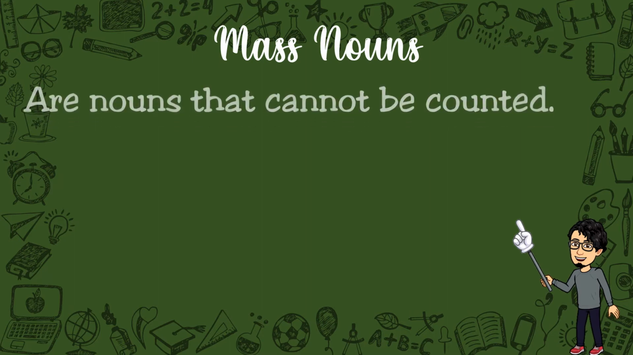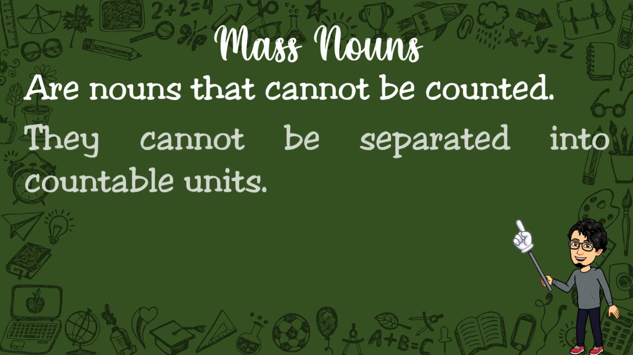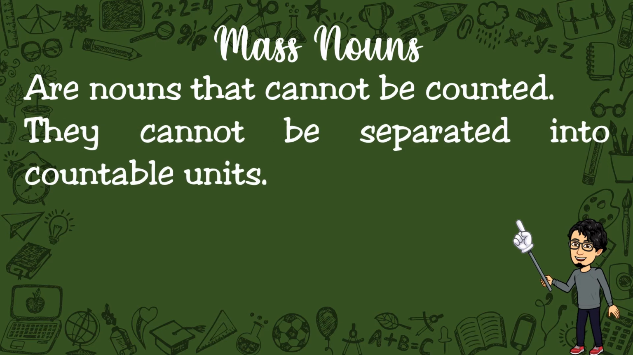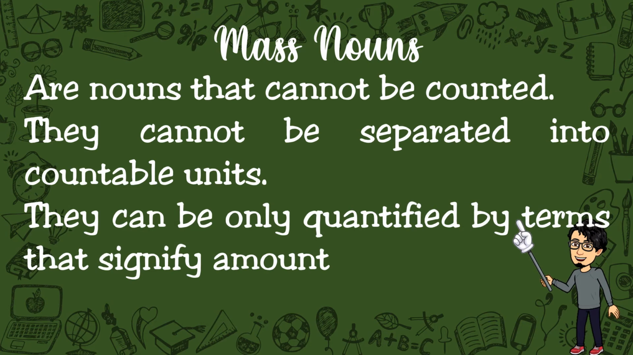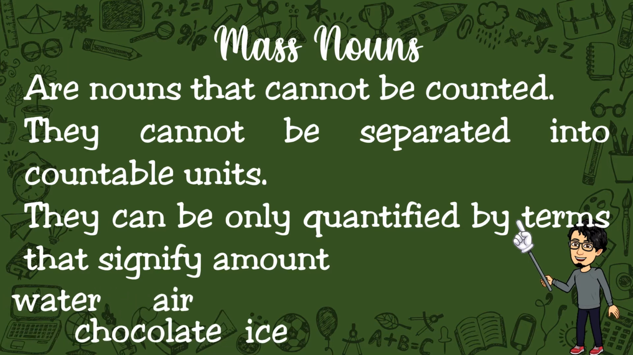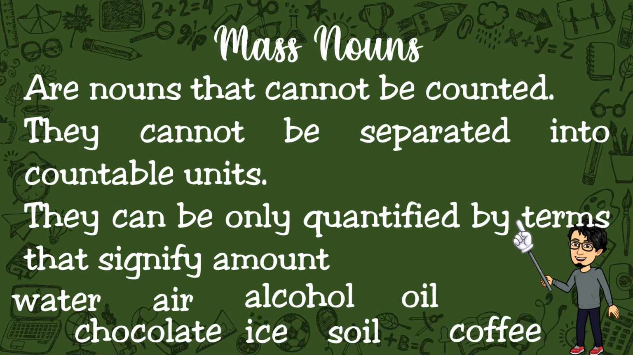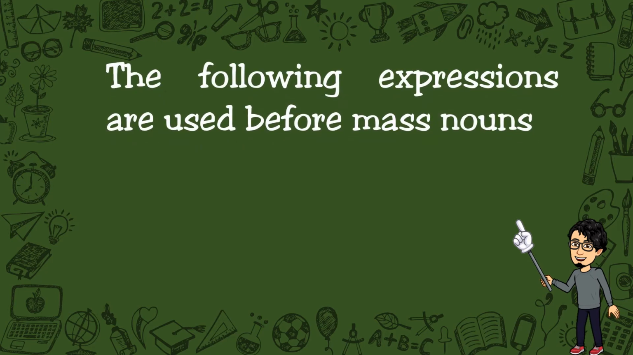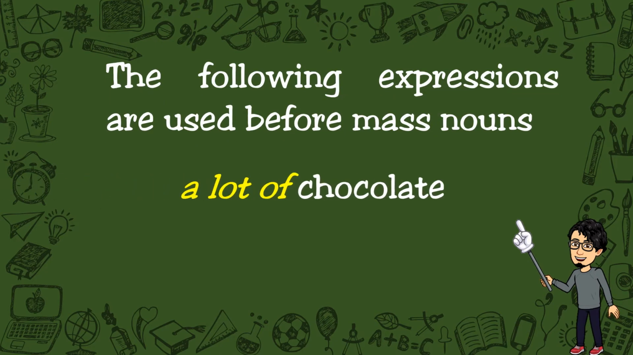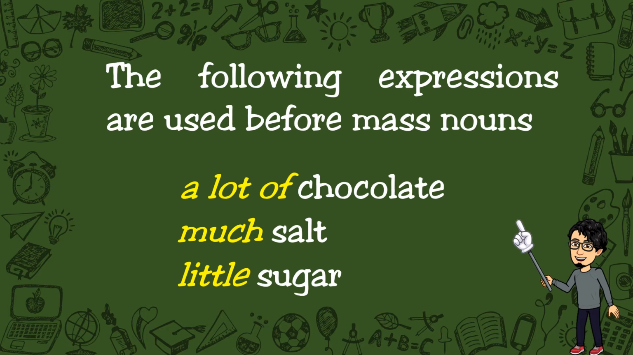Mass nouns. Mass nouns are nouns that cannot be counted. They cannot be separated into countable units. They can be only quantified by terms that signify amount. Examples are water, chocolate, air, ice, alcohol, soil, oil, and coffee. Mass nouns are always common nouns. The following expressions are used before mass nouns: a lot of chocolate, much salt, little sugar.